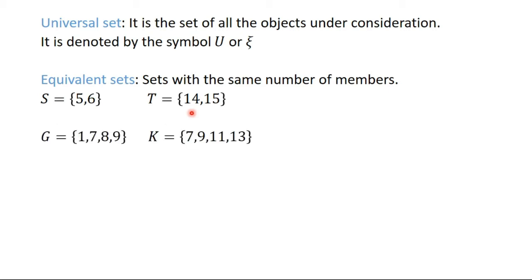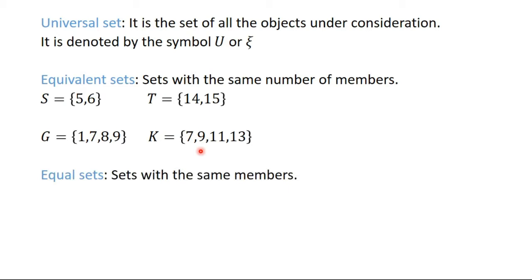Another example is also this. Set G has the members 1, 7, 8, and 9. Set K has the members 7, 9, 11, and 13. Now we see that the cardinality of set G is 4, and the cardinality of set K is also 4. So we say that set K and set G are equivalent sets.